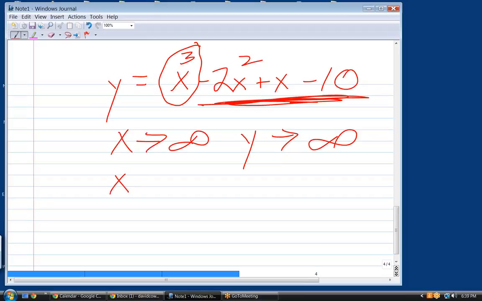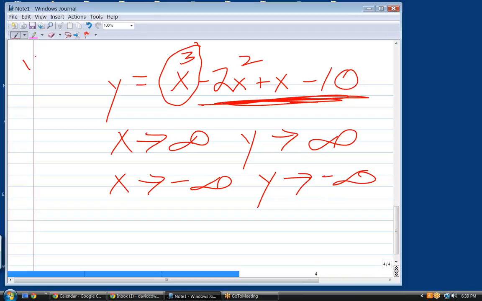As x goes to negative infinity, what happens to y? It continues to go down. It goes to negative infinity because you're cubing a negative number. Yeah, so that would go to negative infinity.